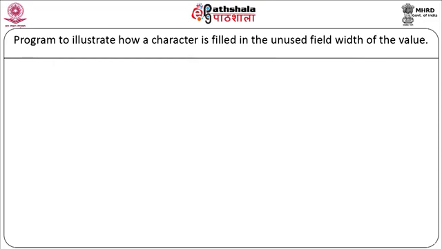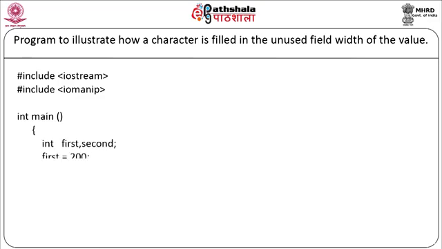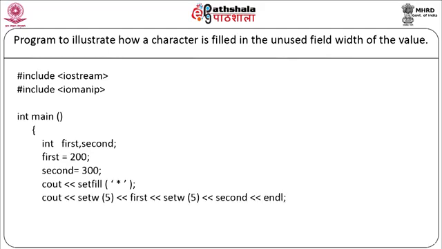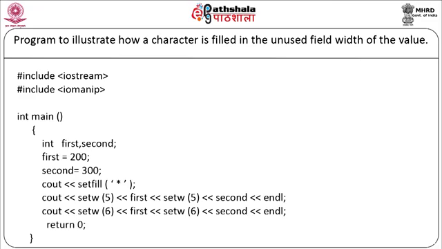Now we will start with the program: #include <iostream>, #include <iomanip>, int main. Here we will declare two variables, int first, second. First value is 200, second is 300. Now we will use the functions setfill and setw. cout setfill, the character is star. cout setw(5), the value of first, setw(5), the value of second. cout setw(6), the value of first, setw(6), the value of second, and endl. Return 0 and our program will end.